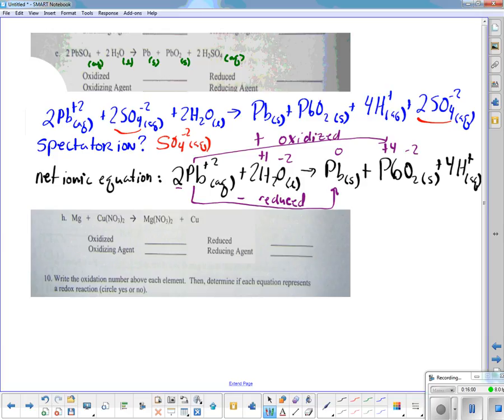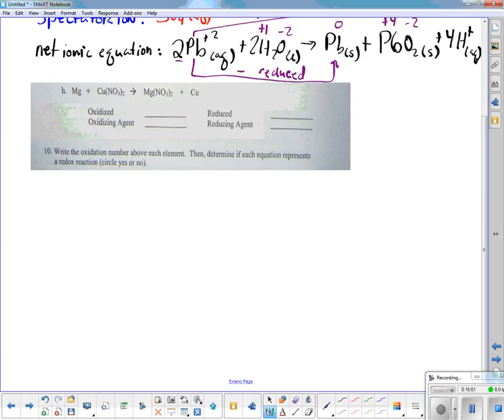Okay, so let's look at this next one. Again, I want to write the overall ionic, and I want to write the net ionic. And I want to know what spectator ions there are. There are questions like this. Okay, so anything that is by itself is a metal, is a solid. Nitrates are always soluble, so this is going to be AQ, and this is going to be AQ. And copper, we know, of course, is a solid.